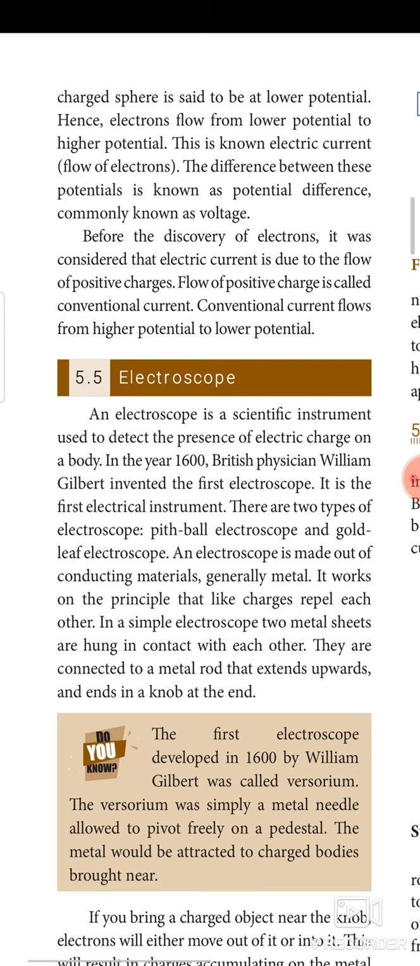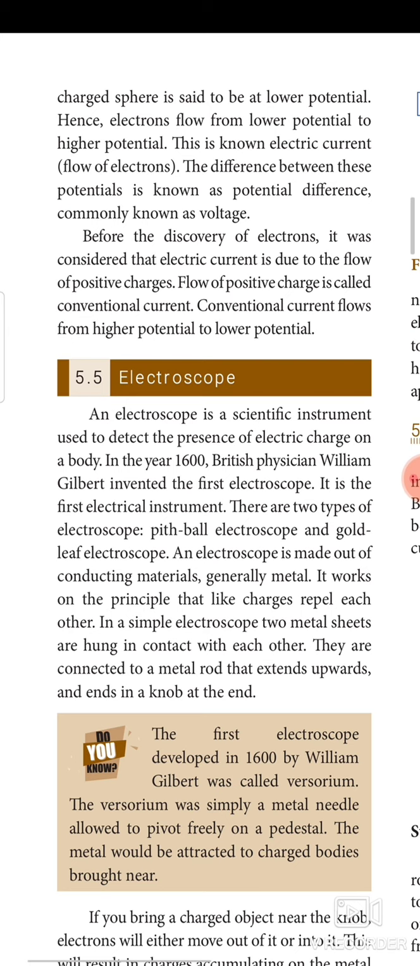Next, we need to see about a device named electroscope. An electroscope is a scientific instrument used to detect the presence of electric charge on a body. In the 16th century, 1600, British physician William Gilbert invented the first electroscope. It is the first electrical instrument. There are two types of electroscope. One is the pith ball electroscope, another one is the gold leaf electroscope.